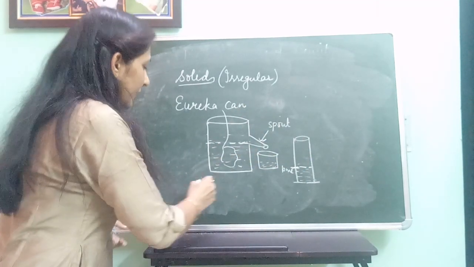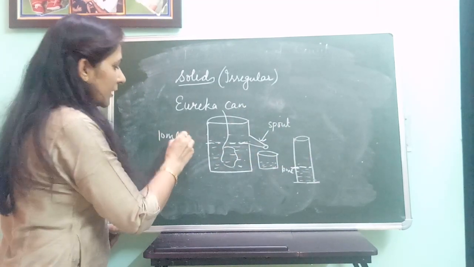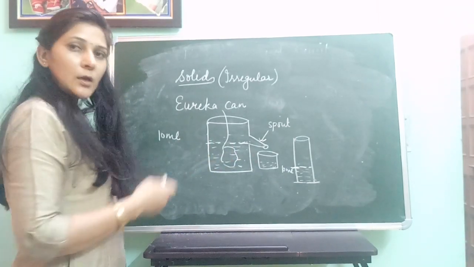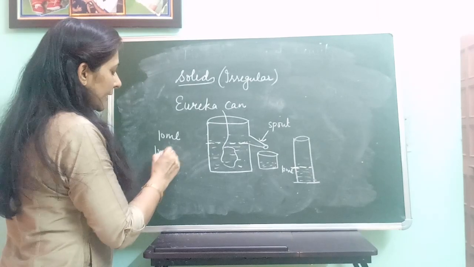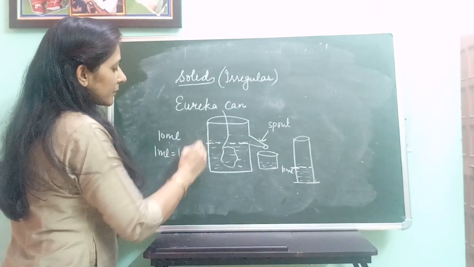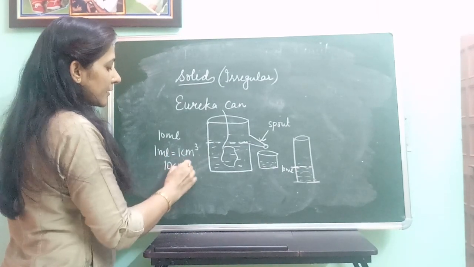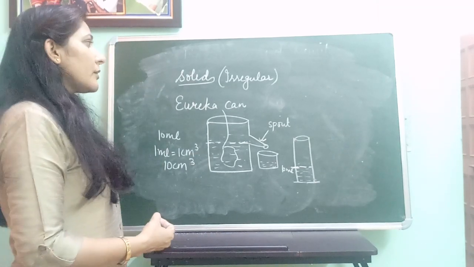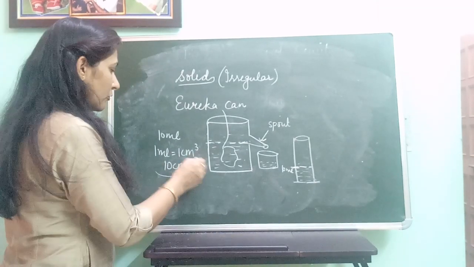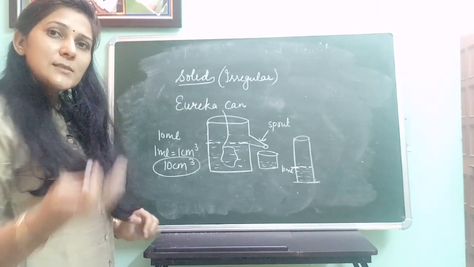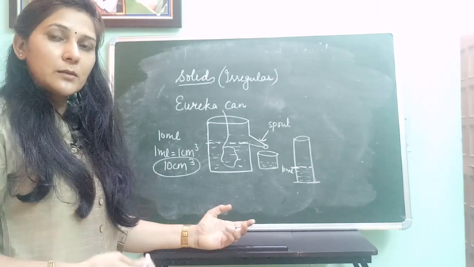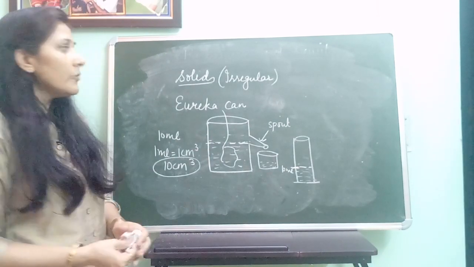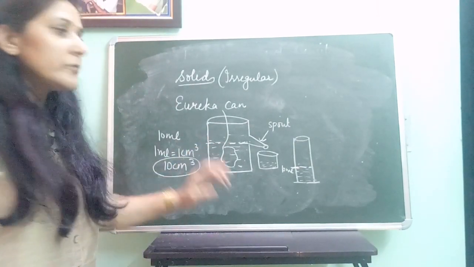Now if it is 10 ml, we can convert it into centimeter cube to find out the density of the stone. And how can we convert it? 1 ml is equal to 1 centimeter cube, so it gives us 10 centimeter cube. This way also we can find out the density of irregular solids, because we now know the volume, and the mass we can calculate with the same method with the help of a physical balance, and we can come to know the density of irregular solids with the help of this method too.